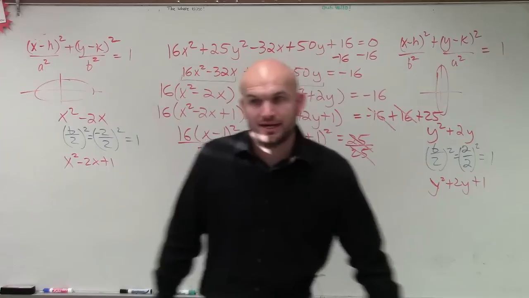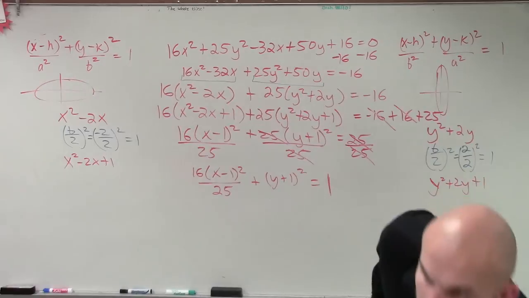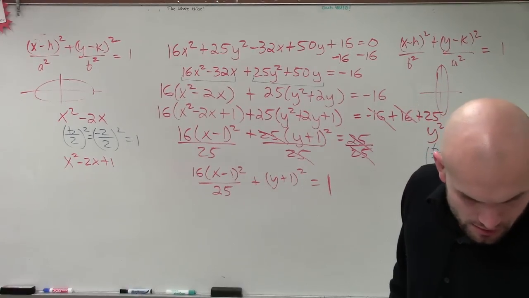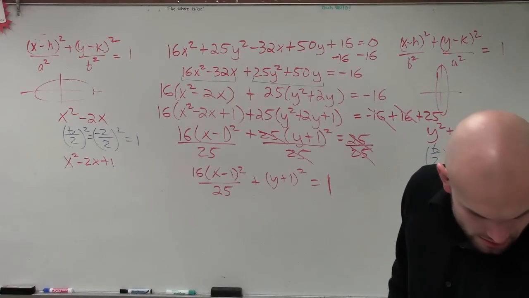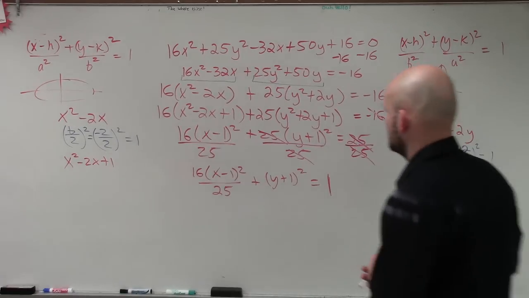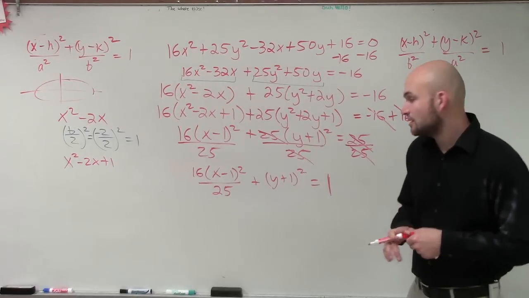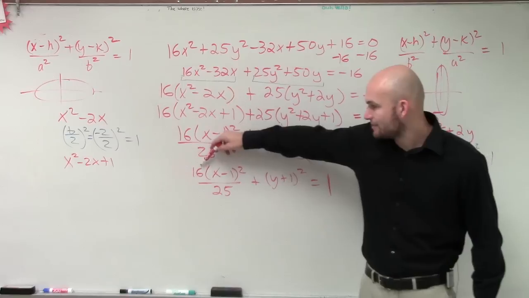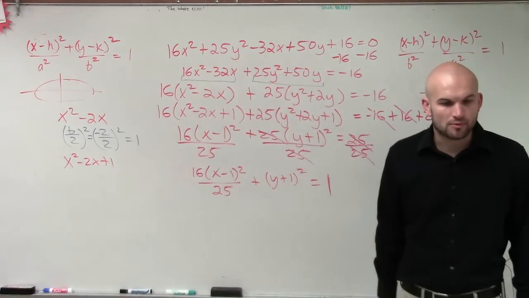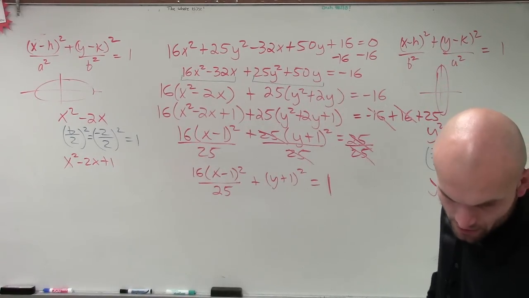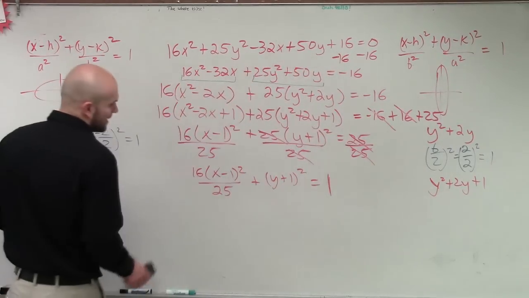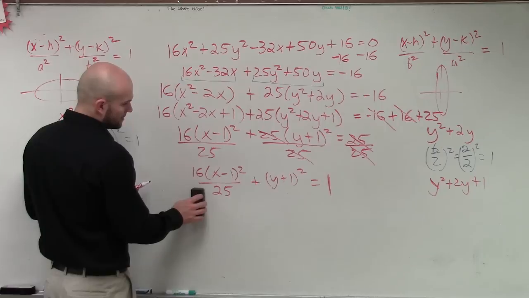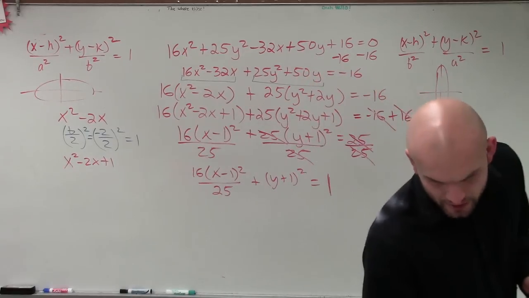Well, remember, this would be your a, right? That's going to be your a squared. It's under the a. But before we even get to this, you guys notice that we can't write this with a coefficient. We can't write it with the 16 multiplied by that. Right? So what I can do is rewrite this as x minus 1. Rather than multiplying this by 16 divided by 25, that's the same thing as multiplying by 25 over 16 in the denominator.